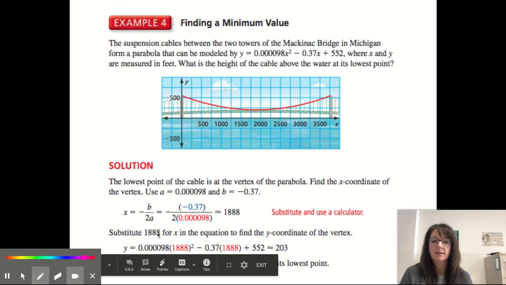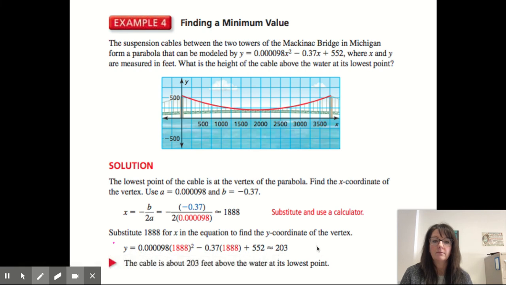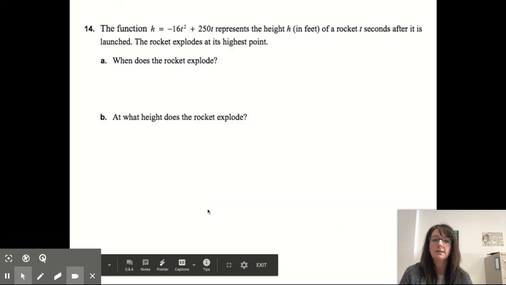All right, so we substitute that in and we find this value is approximately 203. So the cable is about 203 feet above the water at its lowest point. And that's the kind of stuff we're going to be working with. So let's see what we got.